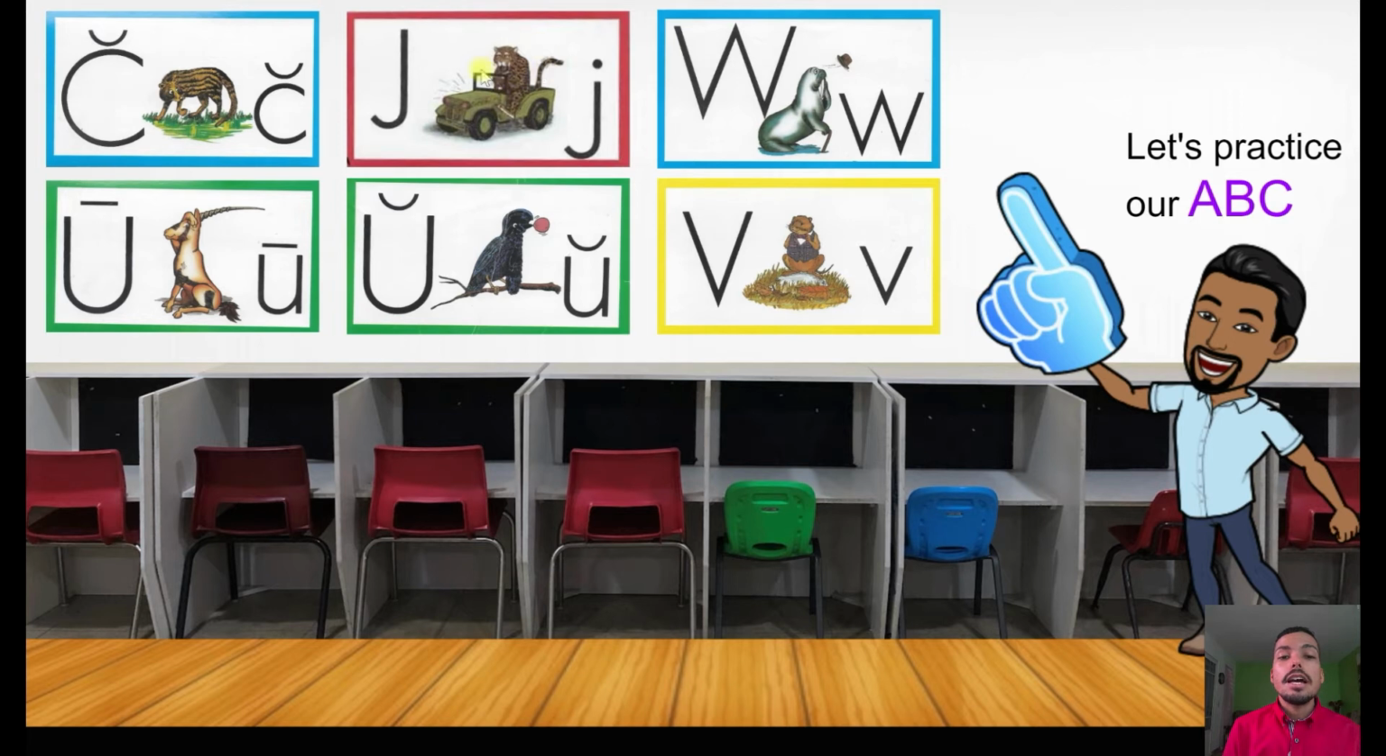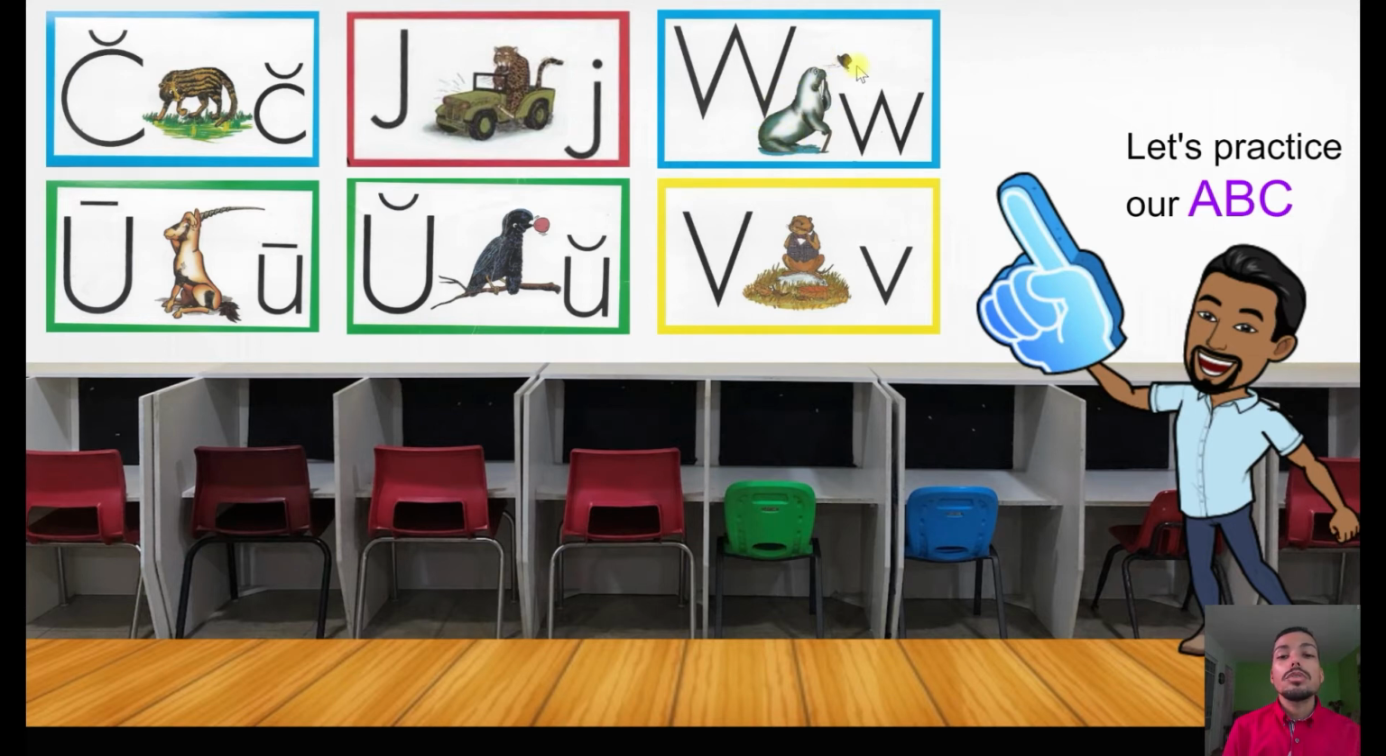Jower has a letter that sounds j. J. The letter J sounds j. Very good. Okay, the next friend here, its name is Walrus.